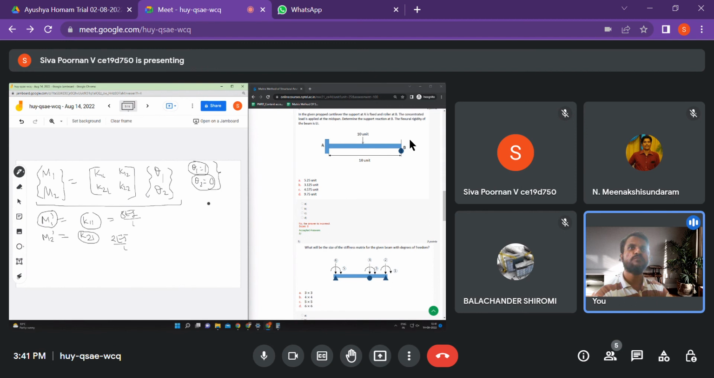And with a similar concept I can find out what k12 and k22 are as well. How do I do that? For that I need to just make theta 2 equal to 1 and theta 1 equal to 0.